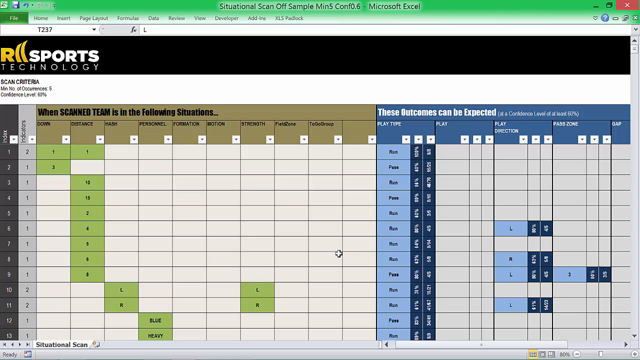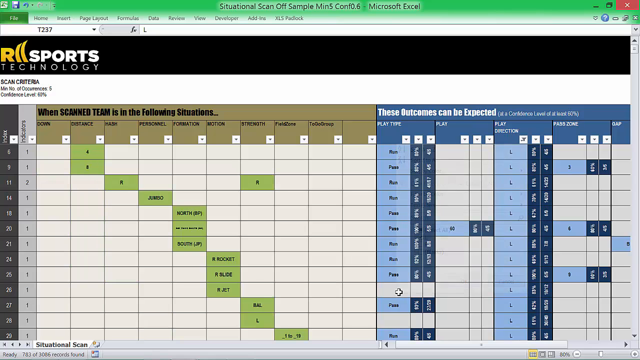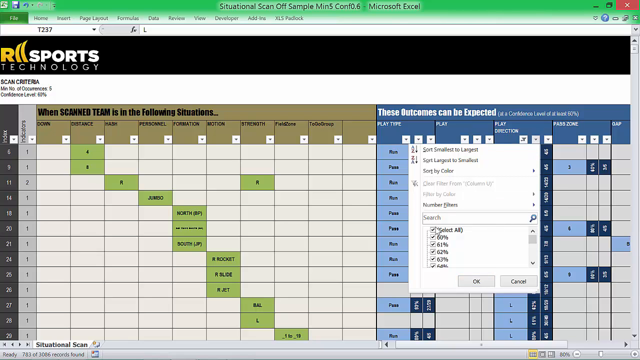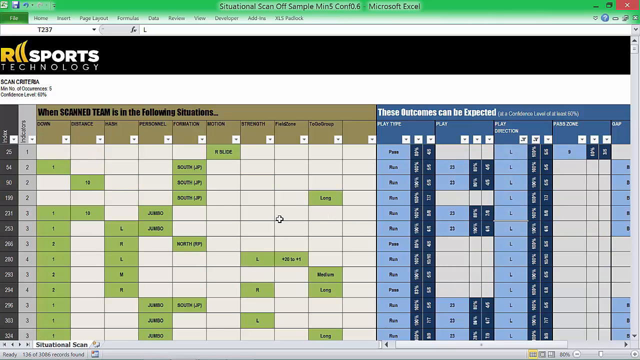From an outcome standpoint as well, there may be some specific things that you're looking for. You may wonder, are there any situations where I can be 100% sure that they are going to go to the left, let's say? If you want to do that, you can filter for that as well. I could come over here and say, play direction, I want to see situations where they go left, and I could filter even on the percentage here. I don't know if there's a 100% one, but there is, in fact. I can pick the 100% filter, and here I have every situation where I can be 100% certain they're going to the left.